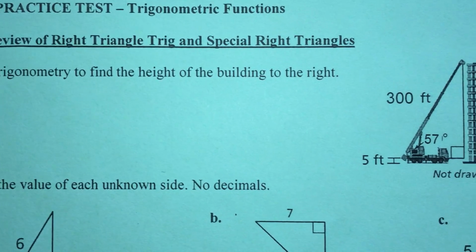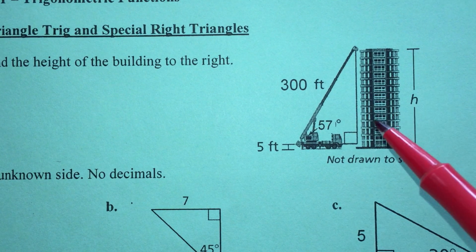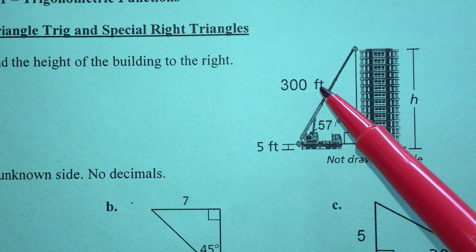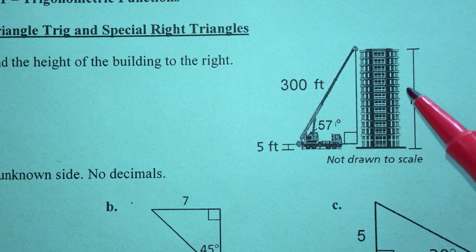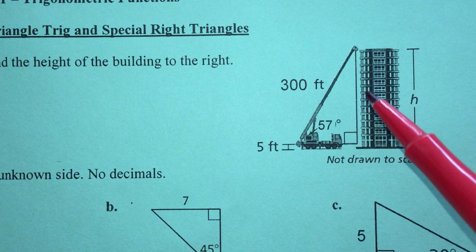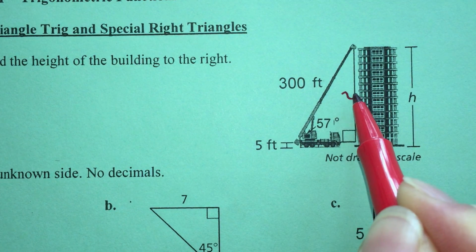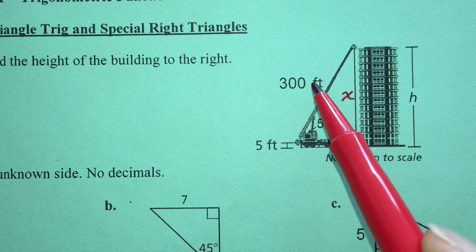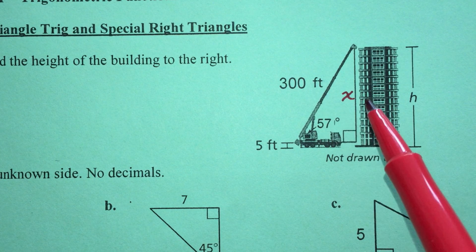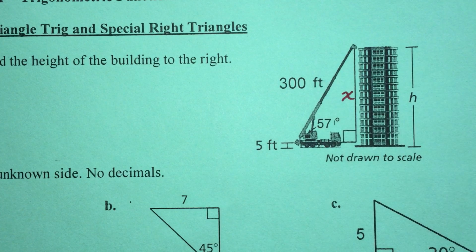Use trigonometry to find the height of the building to the right. Over here there's a triangle already drawn in, and we know the hypotenuse, we know an angle. We want to know this height that's across from the angle, and that would be the opposite side. We can call that x. Now if that's opposite, we can use opposite over hypotenuse, which is sine. So sine of 57 degrees equals x over 300.